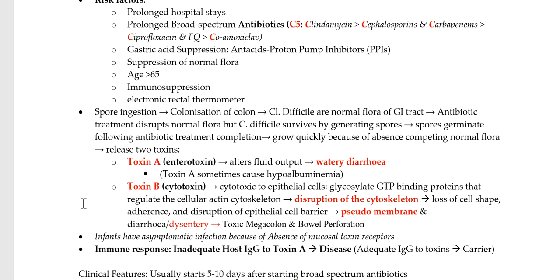Infants usually have asymptomatic infection because they do not have receptors for these toxins. We develop an immune response to this, but if immunoglobulin to toxin A is inadequate, we develop disease. If we have adequate immunoglobulin, the person may act as a carrier.